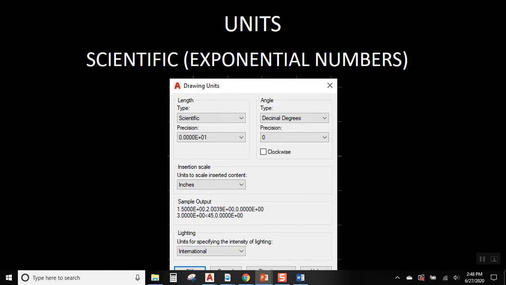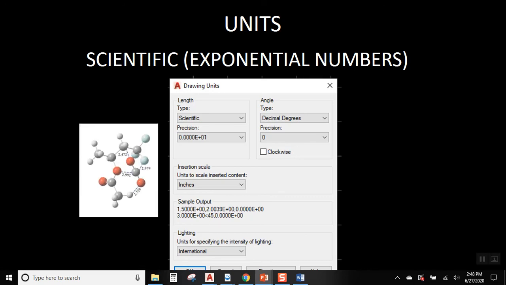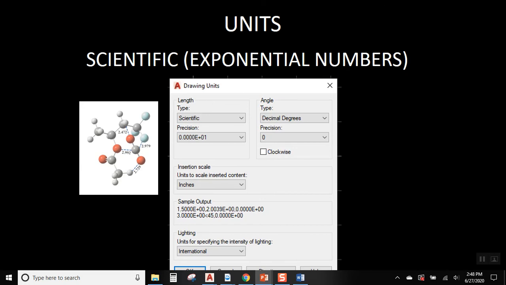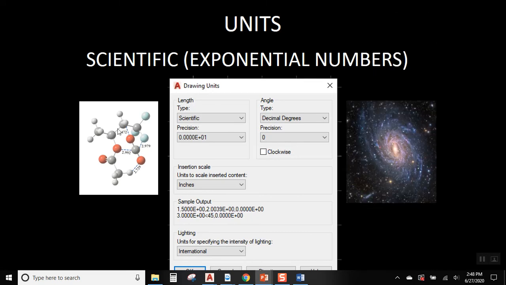Engineering units, kind of weird, I don't use them ever. Scientific units, even weirder. We're not going to worry about them because the 3 that we're working with or have worked with so far are decimal, fractional, and now architectural. We're going to add that to your bag of tricks. We're not designing molecules. We're not designing galaxies. We really don't need scientific units.